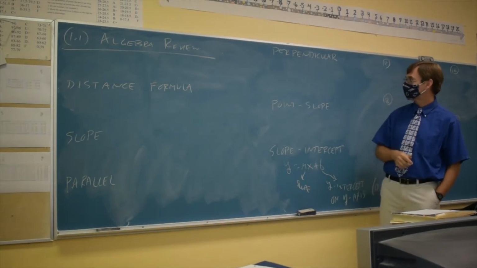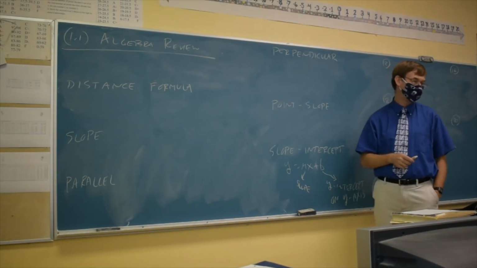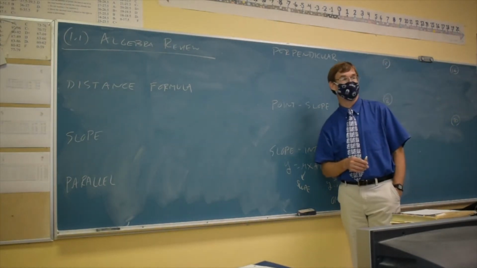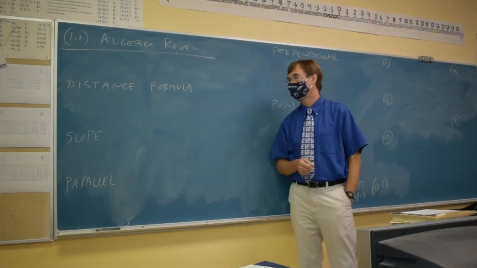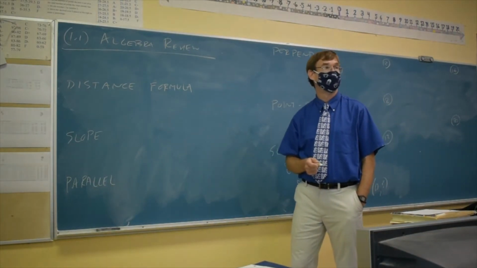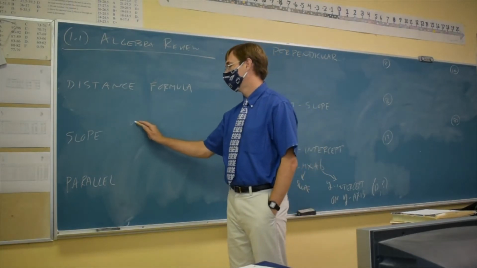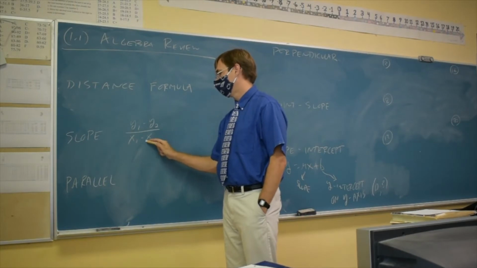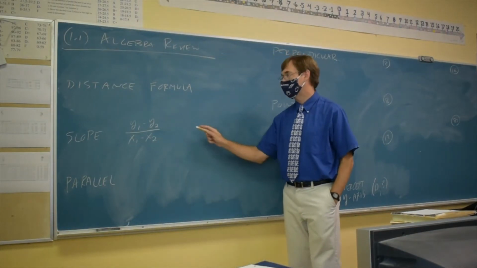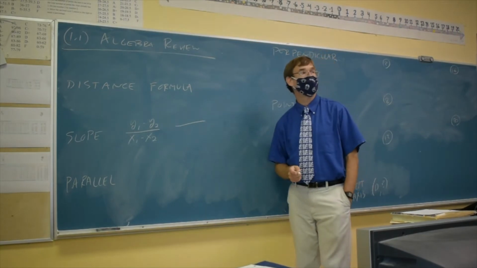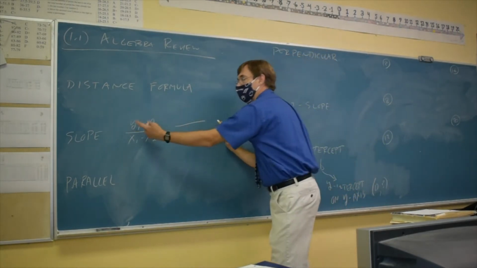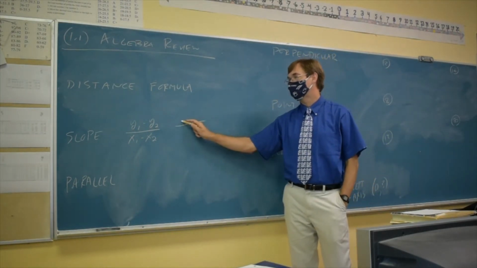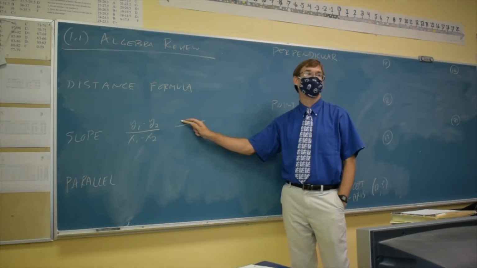You know the most about slope, I'll say that. You know more about slope than you're giving yourselves credit for. You know a lot of stuff about slope. Oh, y1 minus y2 over x1 minus x2. I'll take that. You can do it upside down too. Yeah, we could flop the order of those and we'd be fine.